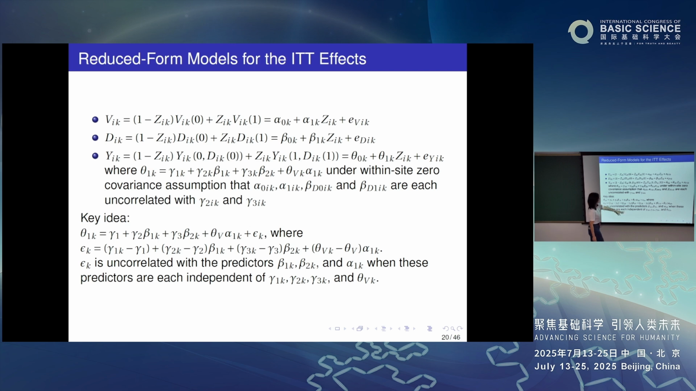And similarly, in order for this epsilon k to be uncorrelated with your predictors, so that you can conduct an OLS in an unbiased way, you have to impose some extra assumptions. And here we need to impose that beta 1k, beta 2k, alpha 1k, again parameters in the V and D model, those impacts have to be independent of Z and D's impacts on Y and V's impact on Y. So those are behavioral types of assumptions that are utilized a lot in social science and in economics.